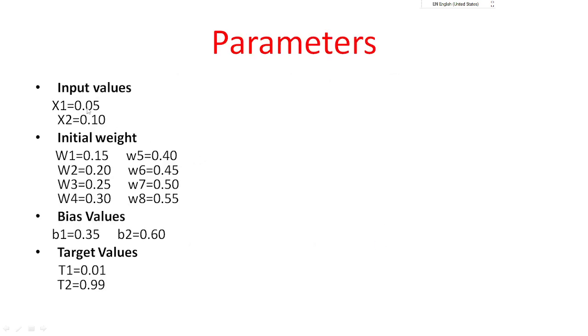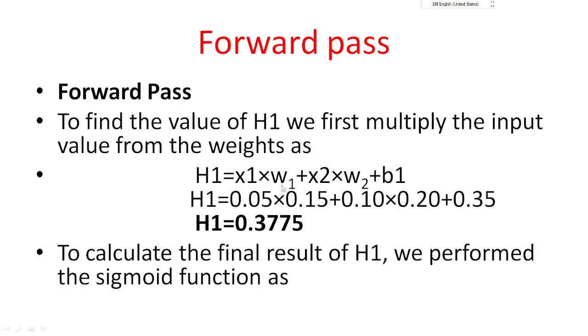So the input values x1 and x2 are given, the weights W1, W2, W4, W5, everything is given. Bias values are given, and these are the target values. We are going to find the predicted values now. First we do the forward propagation, compute the loss, then find the gradient and backpropagate the error and fine tune the weights and the bias. This is how you should proceed with backpropagation.